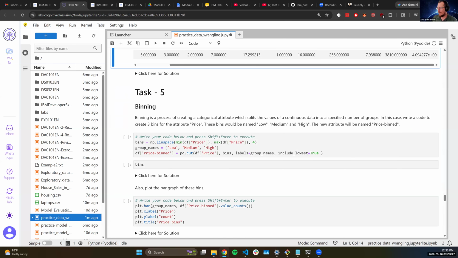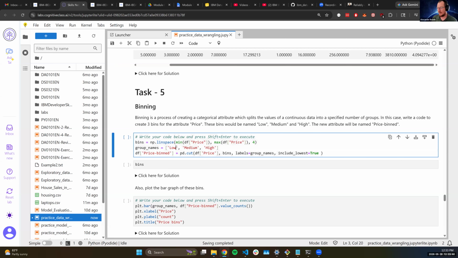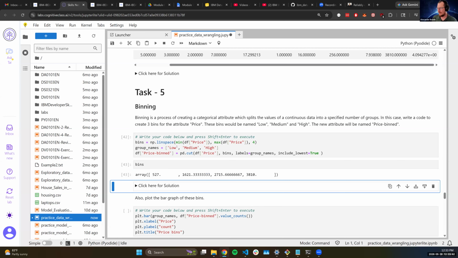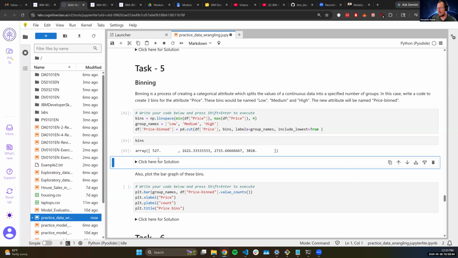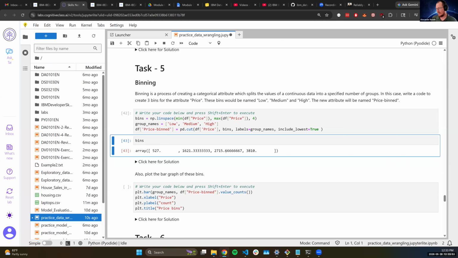All right, let's keep going with some other feature engineering and wrangling tasks. We talked about binning as well. Binning is where we take a number and turn it into a category. We're going to do that for price. We're going to take the raw price and turn it into low, medium, and high categories. Here are our cutoffs. Anything less than 527 or 527 to 1621 is a low price. 1622 to 2715 is a medium price. 2715 to 3810 is a high price.